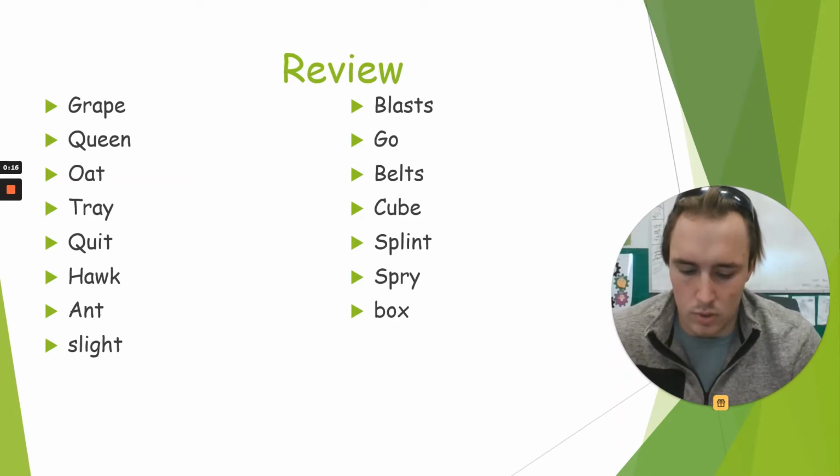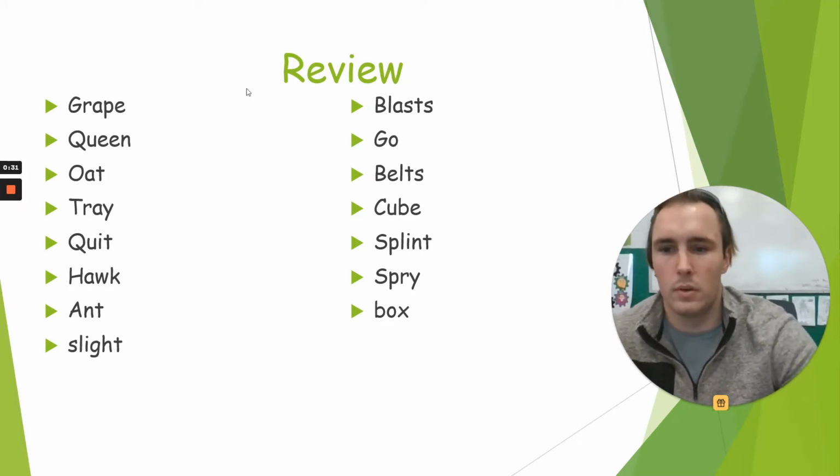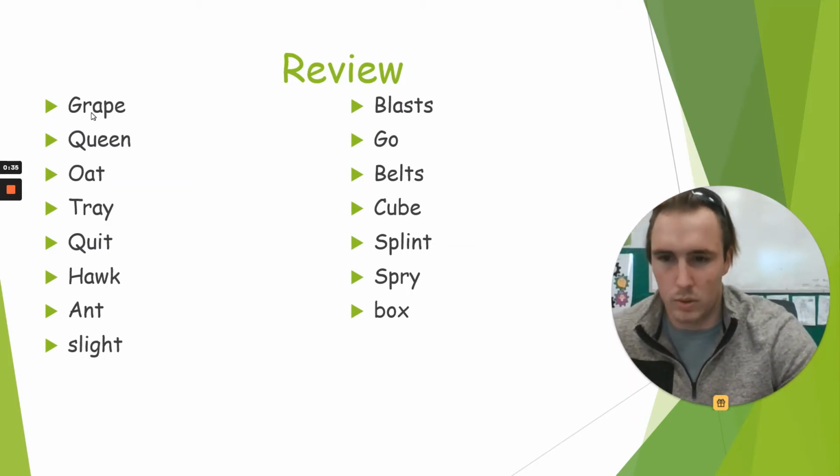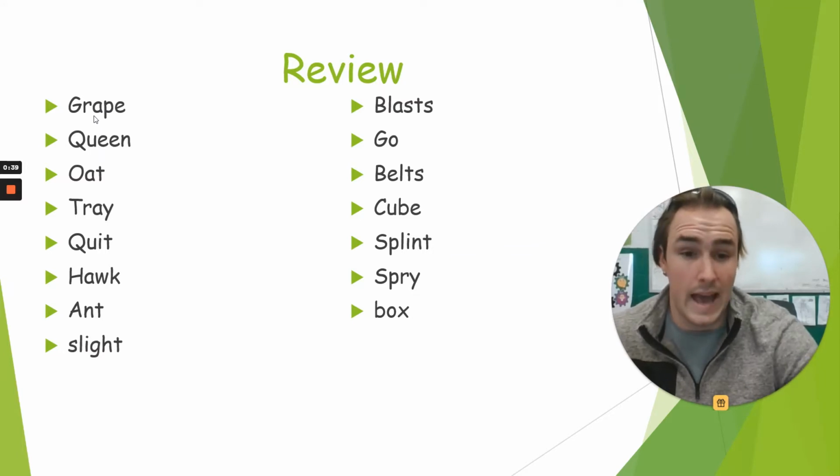I'm going to ask you to write some words down. Carefully look at each word. I'm going to ask you, what's the syllable type and gesture, the vowel sound, and the word? Okay? Are we ready? Here we go. Grape. What's the vowel sound in grape? It should be A, as in grape.